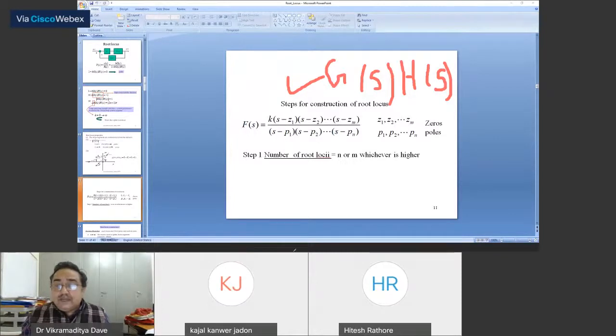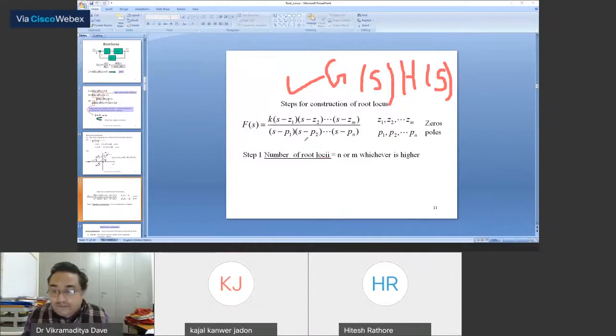The first step is that the number of root loci is n or m, whichever is higher. So how many root loci will be there? That can be determined with the help of the degree of the numerator or the denominator, whichever is higher. Suppose the degree of the numerator is 3 and the degree of the denominator is 4. So 4 is higher, so the number of root loci will be 4. So whichever is higher will give you the indication of how many root loci there will be.